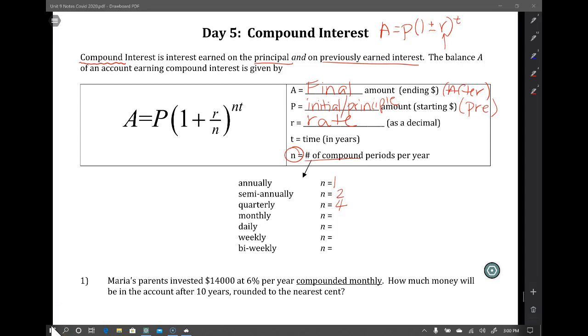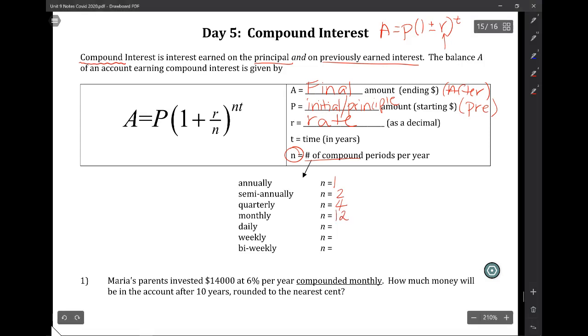Okay, so we left off with quarterly is 4, so think like 4 quarters in a dollar. Monthly, how many months are there in a year? So that one's going to be 12. Daily is how many days, not including leap years, so 365. Weekly, so that one's usually tough for kids because they're not familiar with how many weeks are in a year. There are 52 weeks in a year.